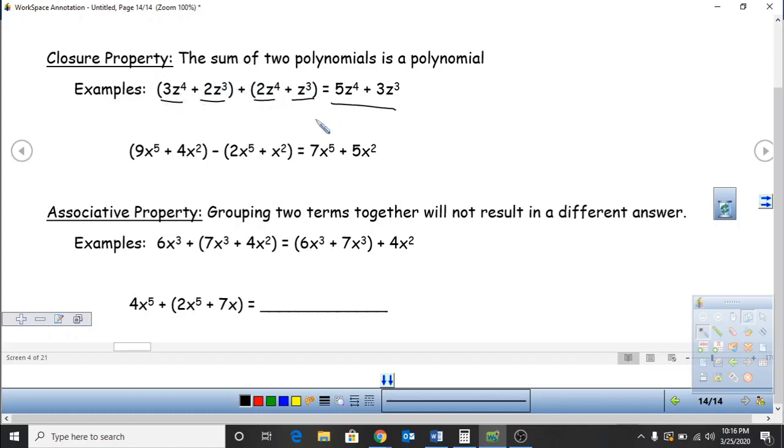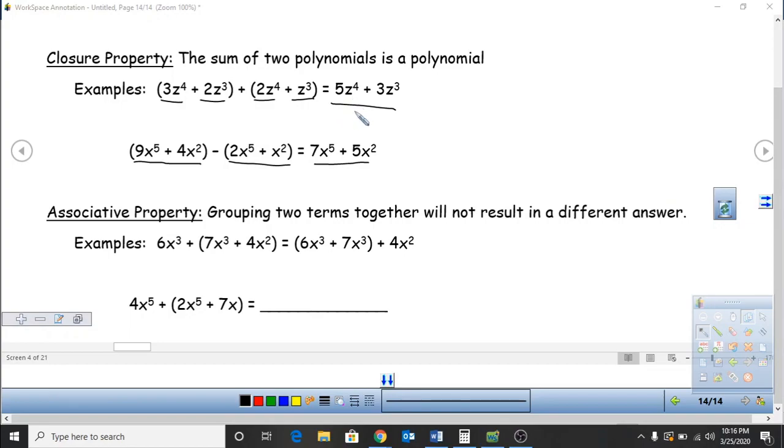Closure property just states if you have a polynomial and you add it to another polynomial, the final answer will just be another polynomial. Now, I know I did put the word sum here, but it also works for differences. It pretty much just states that if you take a polynomial and you subtract another polynomial, then the final answer is just another polynomial. If you forget the definition, you could always write this down or just look back at the video and remember what the closure property states.